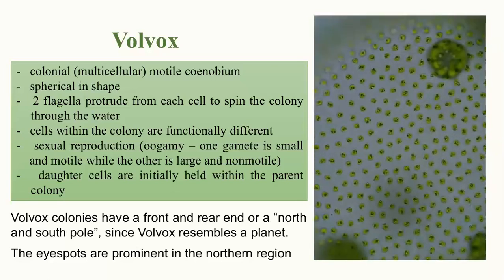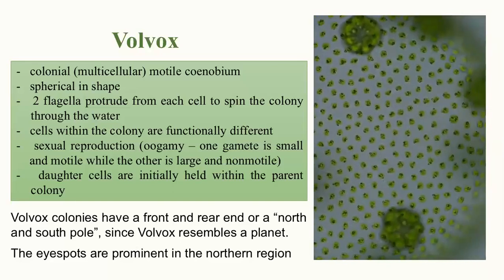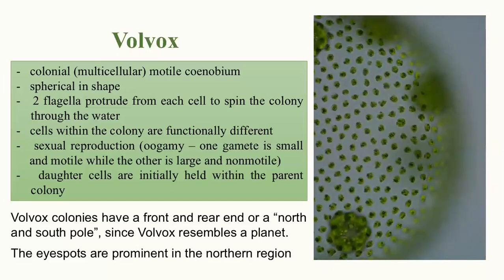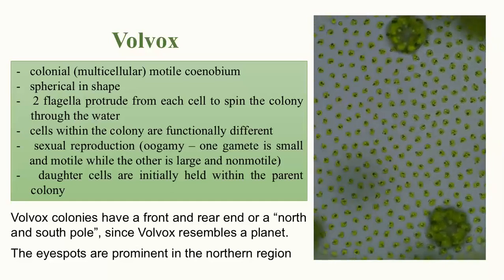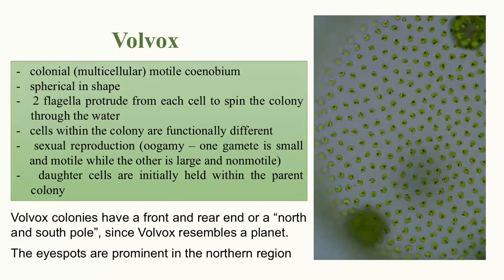And the colony reproduces by oogamy, that is sexual reproduction, in which one of the gametes is small and motile, while the other is large and non-motile. Daughter cells are initially held within the parent colony, as you can see here, some of the daughter colonies.